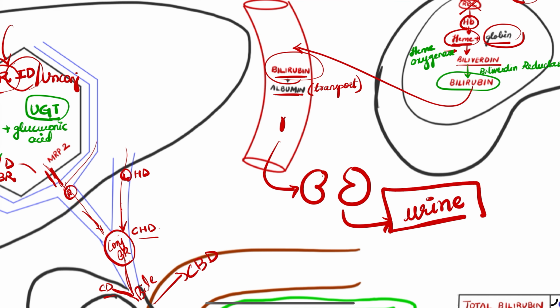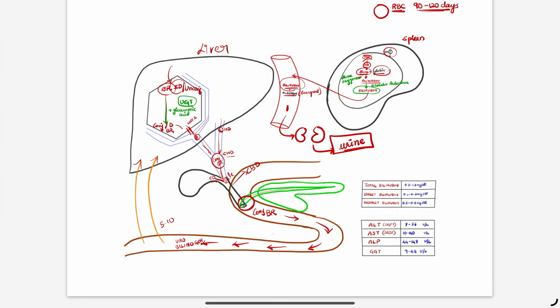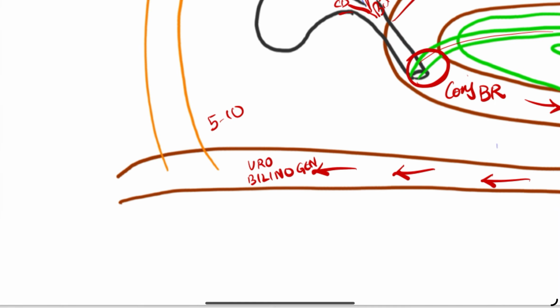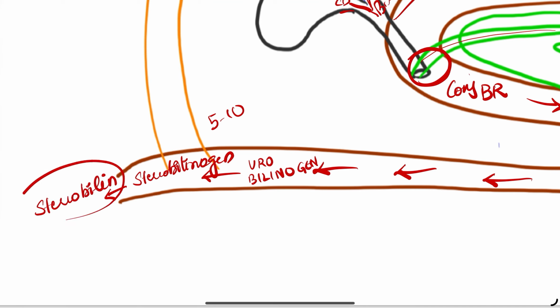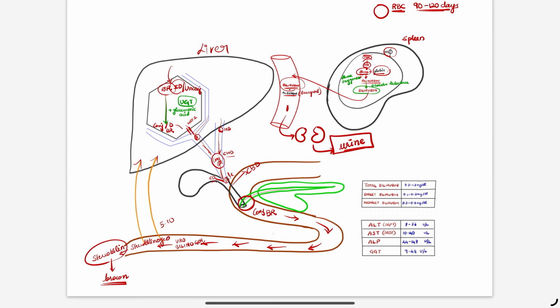So normal urine contains some part of urobilinogen, and in the intestine the balance, 90 to 95% of urobilinogen, gets further converted into stercobilinogen, and further oxidized into stercobilin. The stercobilin is responsible for the brown color of stools. If stercobilin is absent, it will result in pale stools. So this is about the normal physiology of bilirubin.